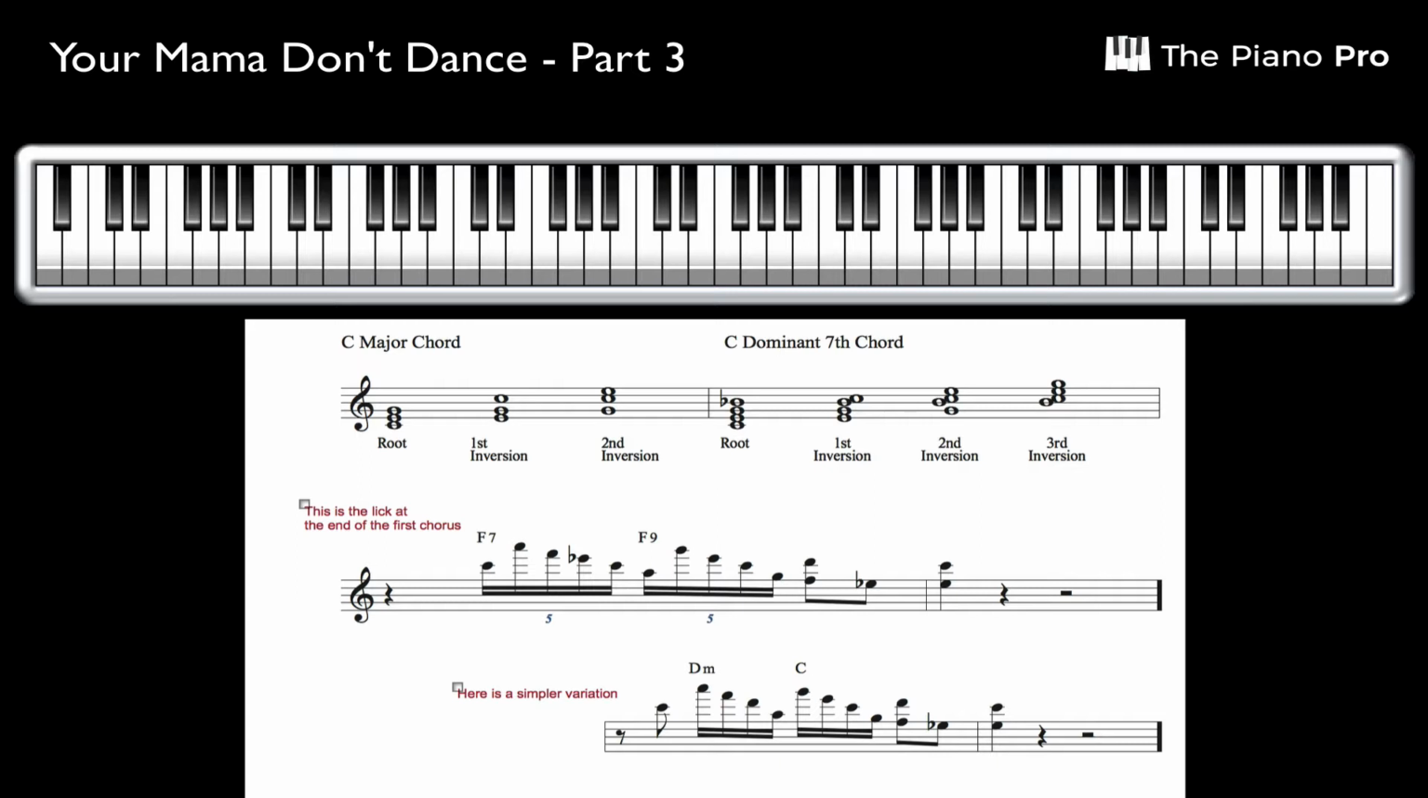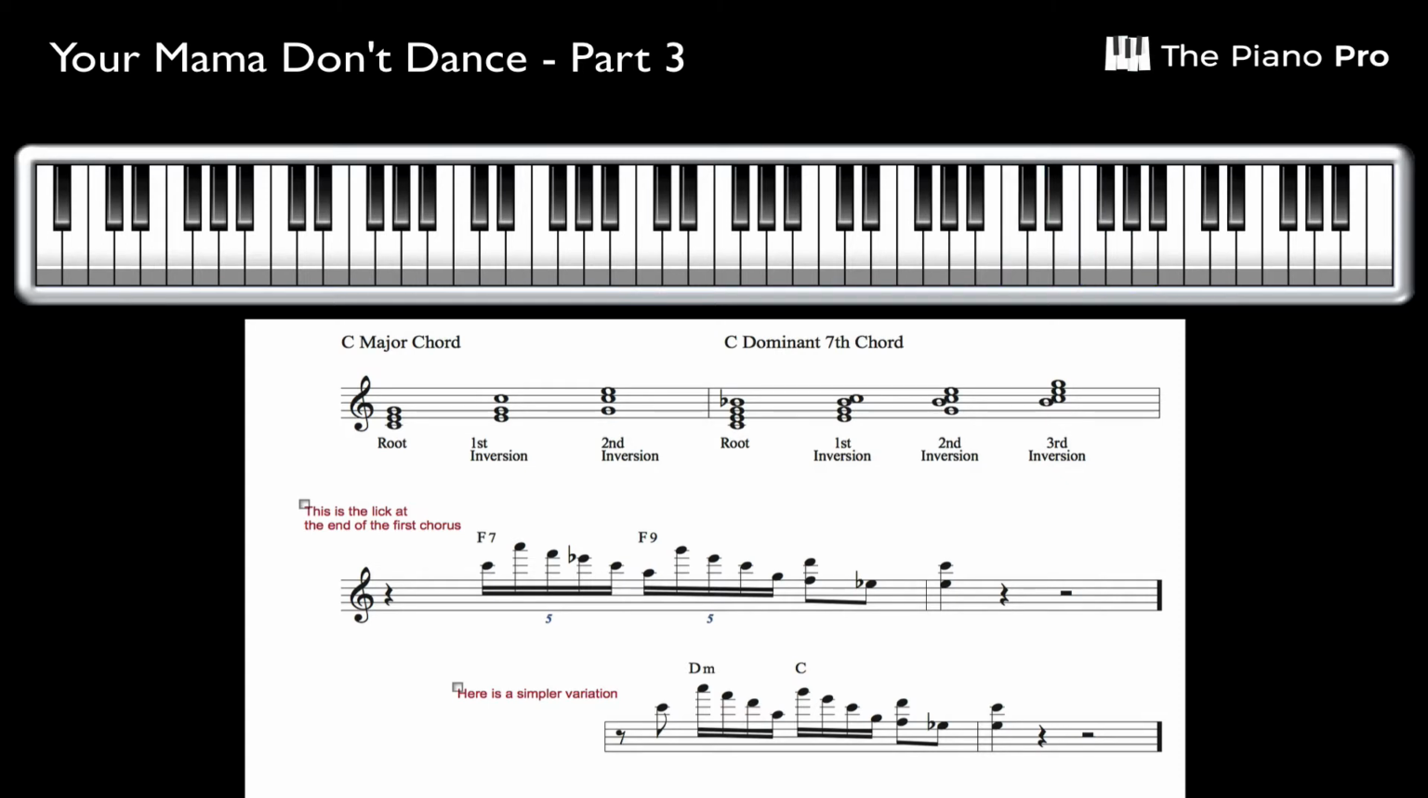And so the first part of the lick is an F dominant seventh chord in the second inversion. What did I just say? Okay, F dominant seventh chord, we start on F, take an A, C, and then an E flat. That's the dominant seventh. And I said second inversion, so here's the root, first inversion, second inversion.